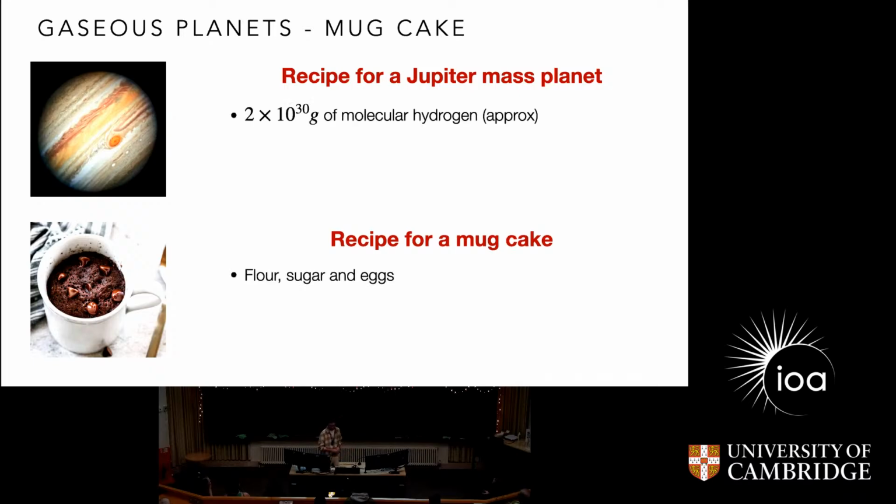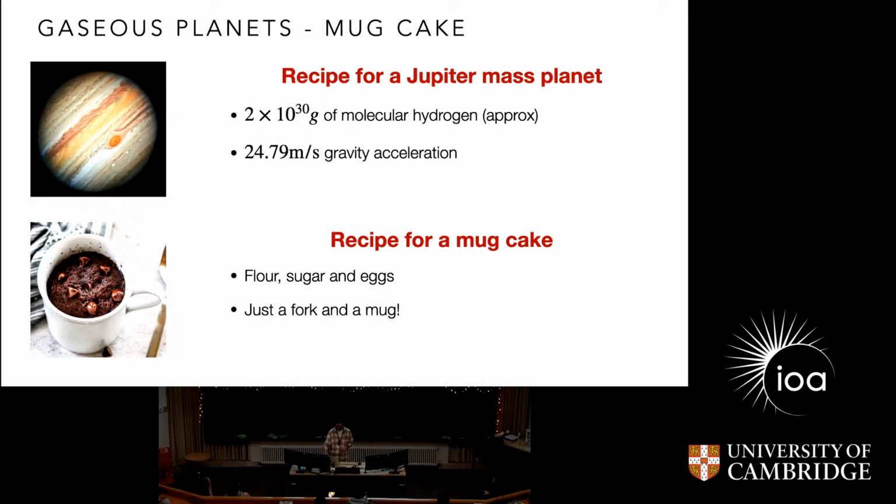So to form Jupiter, we need 10 to the 30 grams of molecular hydrogen, approximately, plus or minus, so it's order of magnitude. But it's very simple. The ingredient list is this one. We just need one ingredient: hydrogen. While for a mug cake, we don't need many ingredients either. You just need flour, sugar, and eggs. Nothing more. If you want to put chocolate, then you also need chocolate. But it's very simple, the ingredient list.